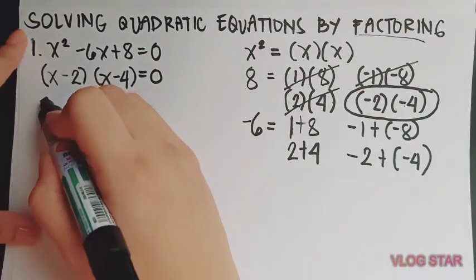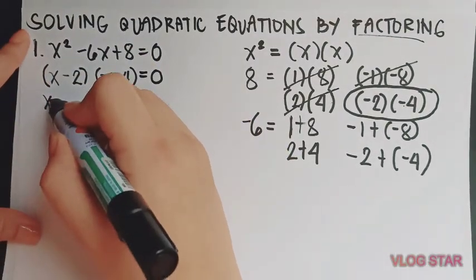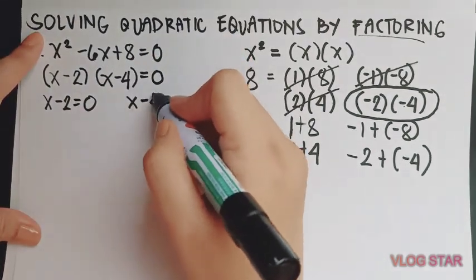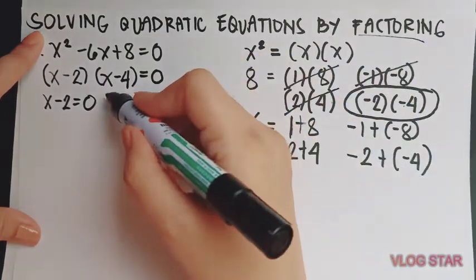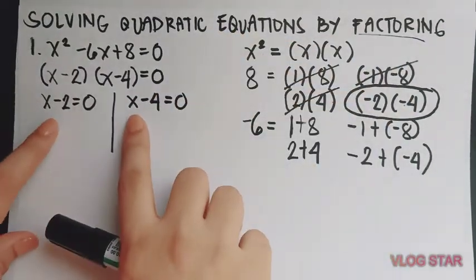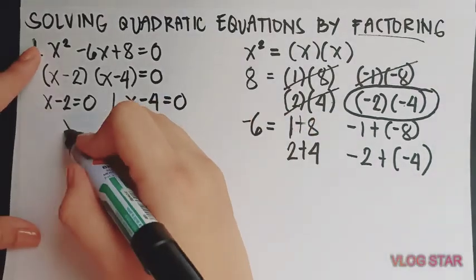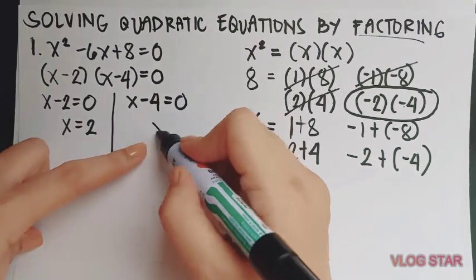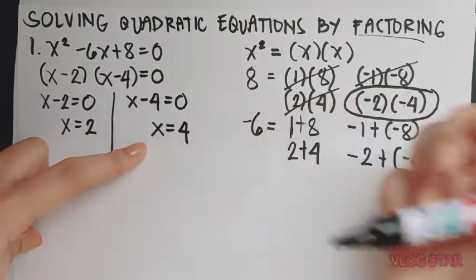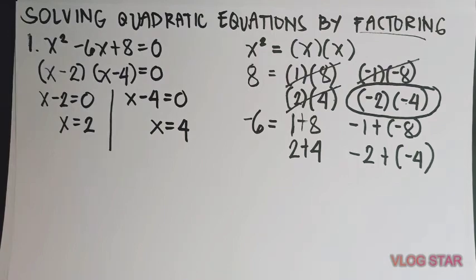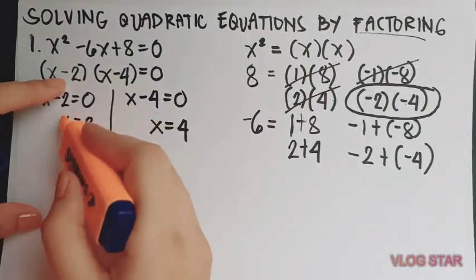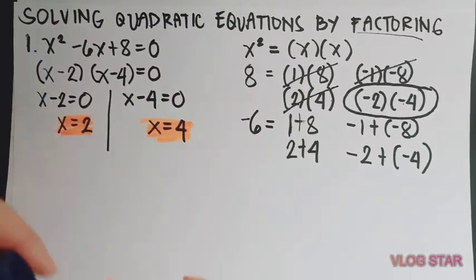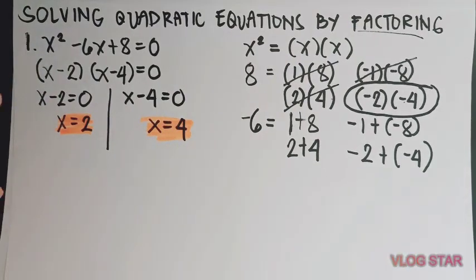Then after that, let's write each of these factors equal to 0. And now we can solve for x. Let's have this one first. So we have here x equals 2, and here we have x equals 4. So these are the solutions, or the values of x that we are looking for. So we have x equals 2 and x equals 4.